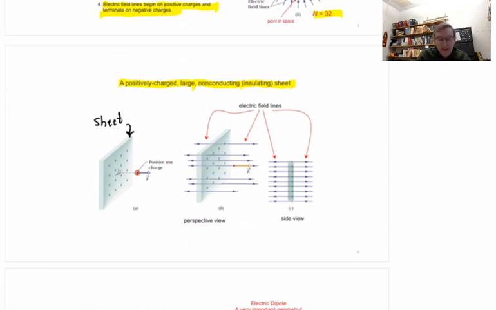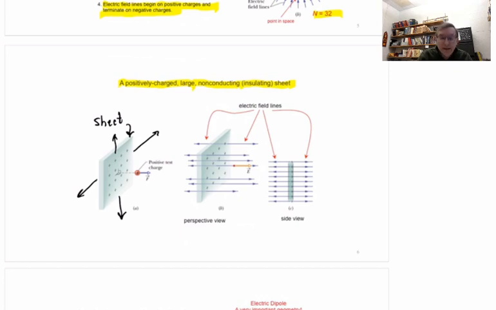Flat, thin, extending on and on that way, and although they don't really show it, up that way and down that way. And the little plus signs evenly spaced are saying it's got evenly distributed positive charge. What do the electric field lines look like for that? Okay, we're just going to tell you now. We'll explain later on how we know this is the result.